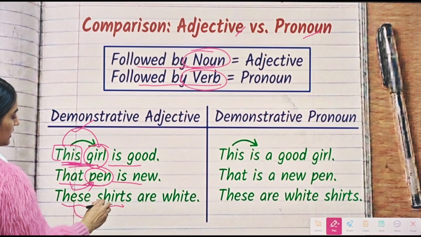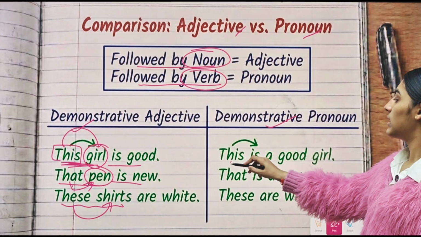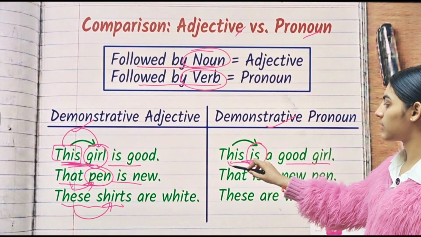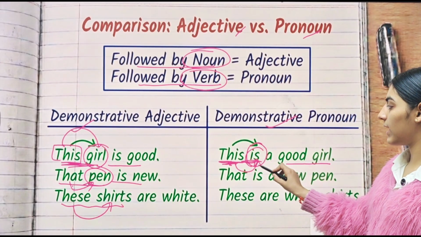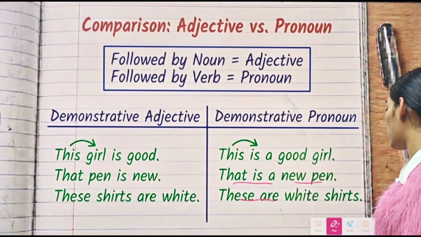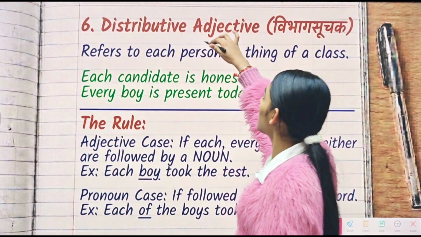These shirts are white. Then we have in demonstrative pronouns, this is a good girl. So here is, there, is after the demonstrative pronoun. Immediately they are followed by a verb. Similarly, that is a new pen, these are white shirts. Now moving on to the 6th one that we have, distributive adjective.